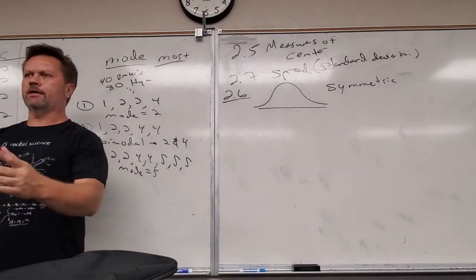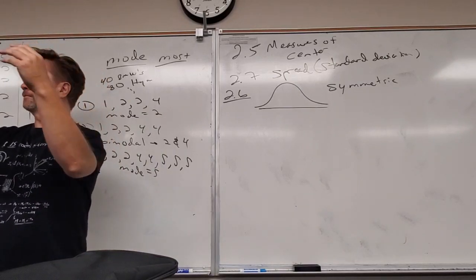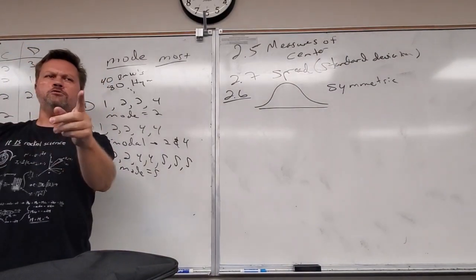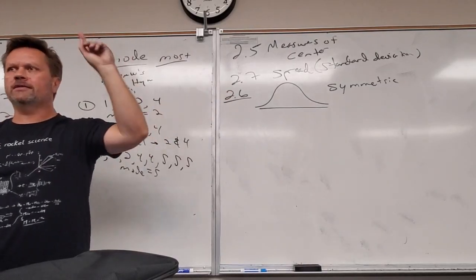Just to make really sure you guys understand why that is. If I drew a line down the middle, isn't that like a mirror? Okay. Could you draw something that is not a normal curve, but is still symmetric?